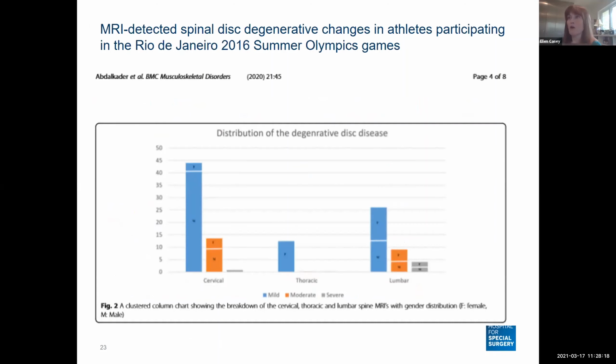This is not really just asymptomatic athletes, but what this data represents is from the 2016 Olympics in Rio. Any athlete that got a cervical, thoracic, or lumbar spine MRI, they basically just characterized how severe degenerative disc disease was in this population. So in the first column, that's the cervical spine. The majority of people with abnormalities were in the mild category. Thoracic, there was some mild disc degeneration. And then in the lumbar spine, you can see the mild is the light blue, the moderate is the orange, and severe is in the gray.